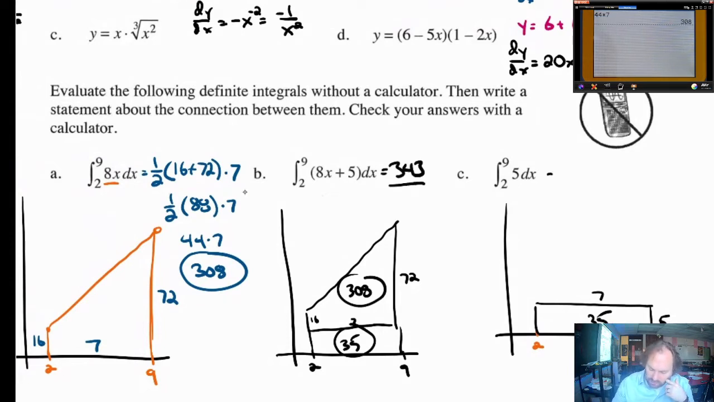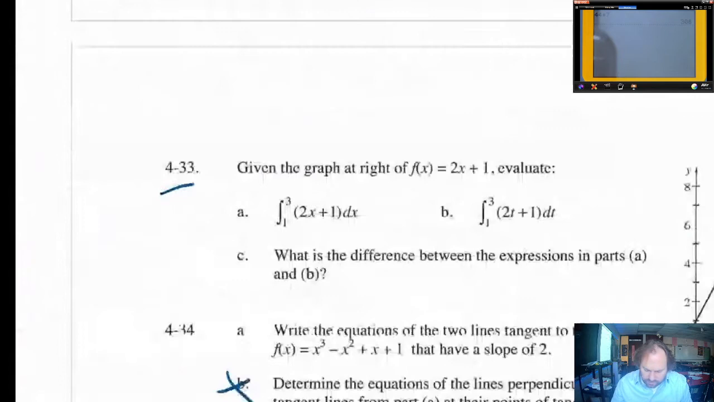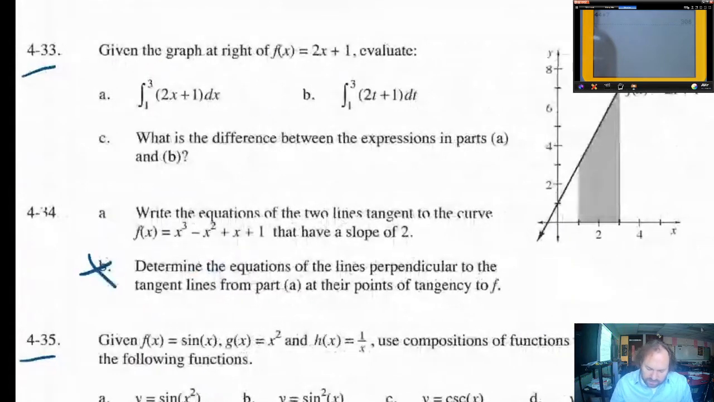So really what you're intended to see, I think, in this problem is that the middle answer, question B, is the sum of the other two answers, because geometry is going to do that to you anyway. All you're going to do is take the graph of A and of 8x and move it up by 5 spaces, which will just add that rectangle to the bottom of it. Pretty cool.